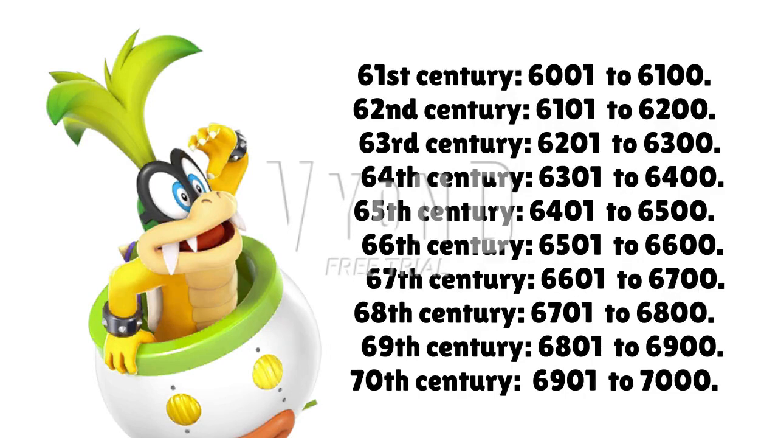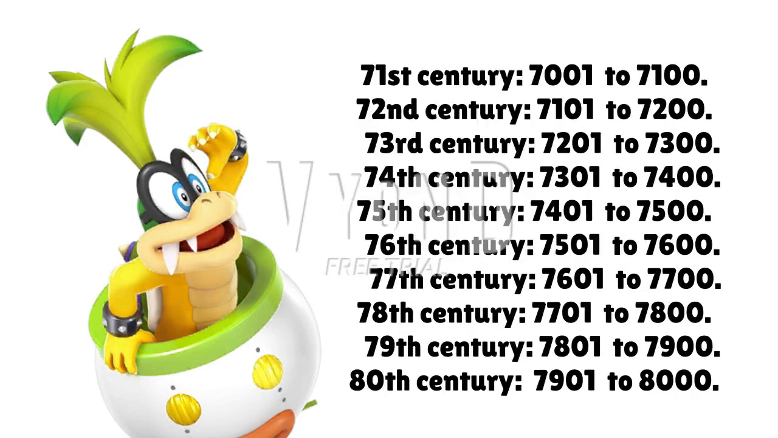71st century, 7001 to 7100. 72nd century, 7101 to 7200. 73rd century, 7201 to 7300. 74th century, 7301 to 7400. 75th century, 7401 to 7500. 76th century, 7501 to 7600. 77th century, 7601 to 7700.